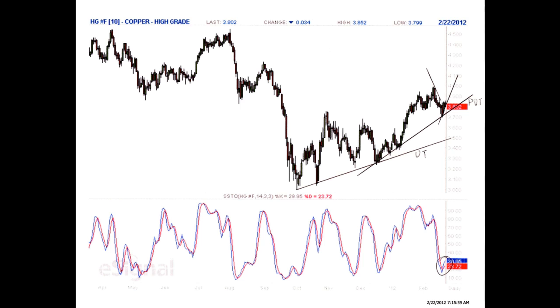Copper also had a surge yesterday, a little bit of retracement right now. The slow stochastics crossed at a low level. Both lines are pointing up. Could expect to see this going up more now.